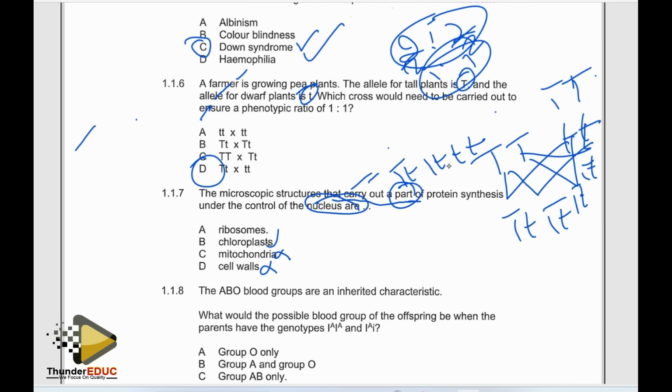So these ones, all of them, because remember they have DNA, so they're out because we have the nucleus there. So the answer is the ribosome. Are you getting it right?